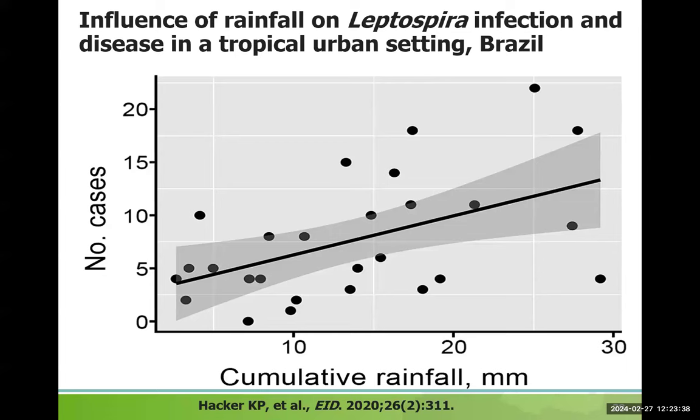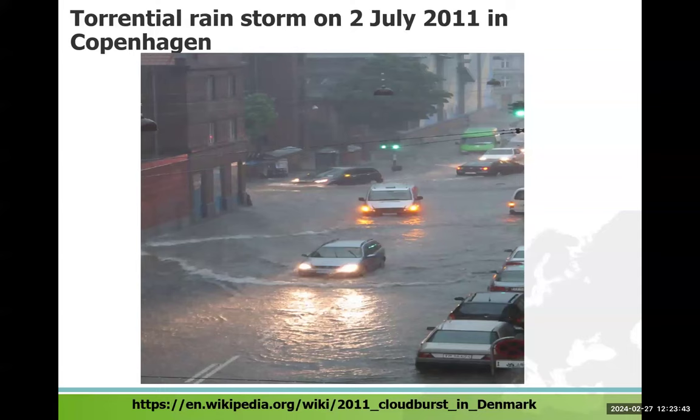But in fact, this is not just an issue in the global south. It turns out that also here in the global north, in Copenhagen, there was a torrential downpour in 2011 that in fact flooded many hospitals and also the WHO headquarters for the European region, the Euro office, was flooded during this extreme event. And then after they were trying to clean up after the floodwaters had receded, they put 250 people to work to clean up these flooding issues.